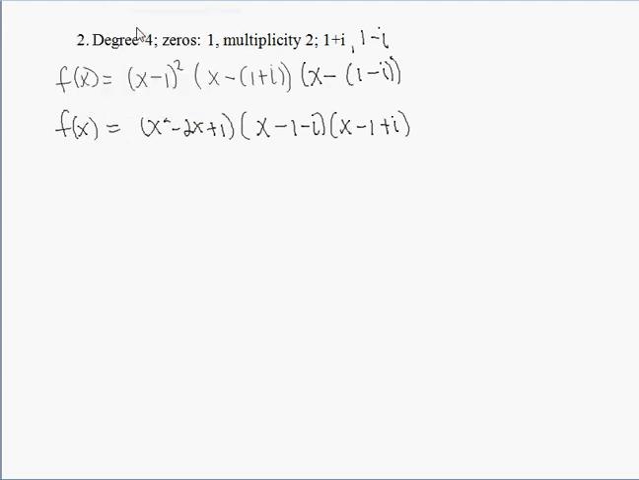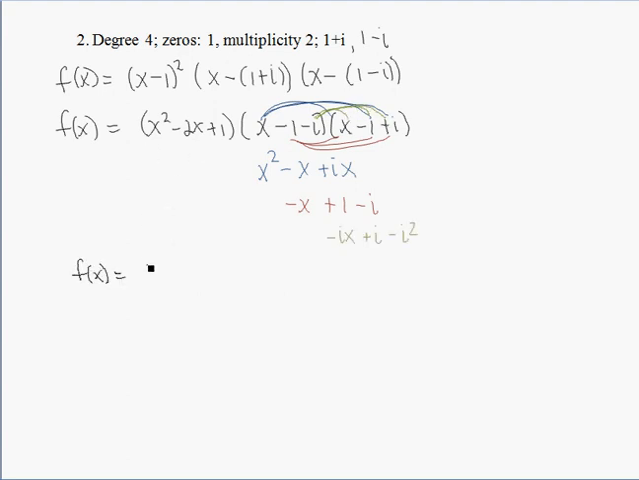So that would be x times these three terms, and then -1 times these three terms. Then this is -i times these three terms. So I just bring out this initial trinomial, x squared minus 2x plus 1. I combine like terms. I get x squared minus 2x. The ix's cancel. The i's cancel. I have plus 1 minus i squared.